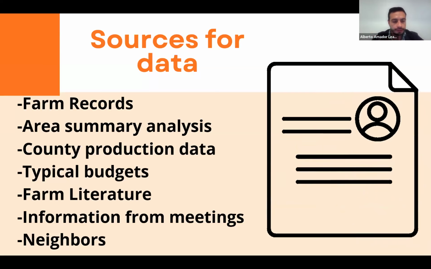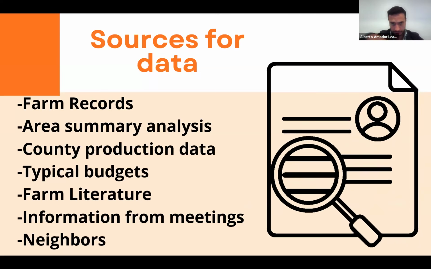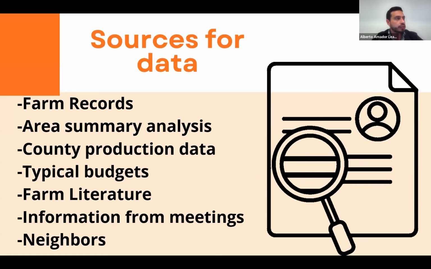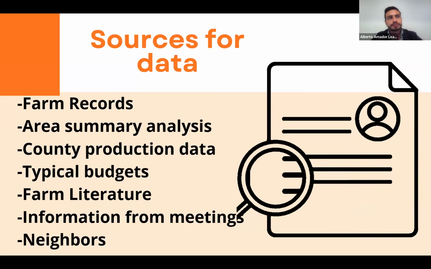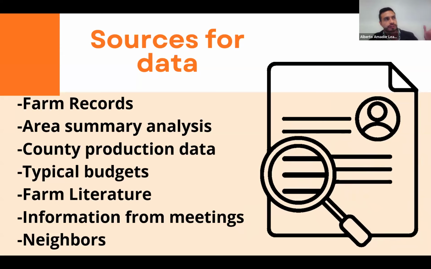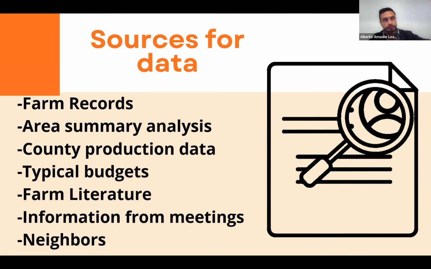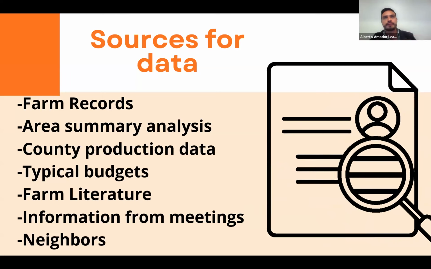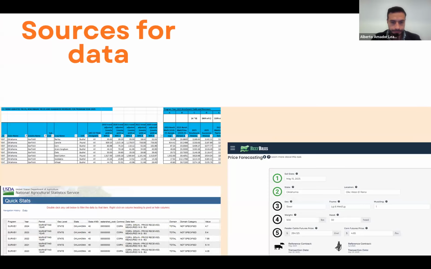Farm literature and information from meetings, especially meetings in your county or community, and neighbors are really good references. Again, we should not try to emulate what they do, but at least look at their yields and what they apply to prevent disease or pests, because you share the same conditions. I mean, at least the same weather conditions, and probably soil conditions. Okay, those are some examples.